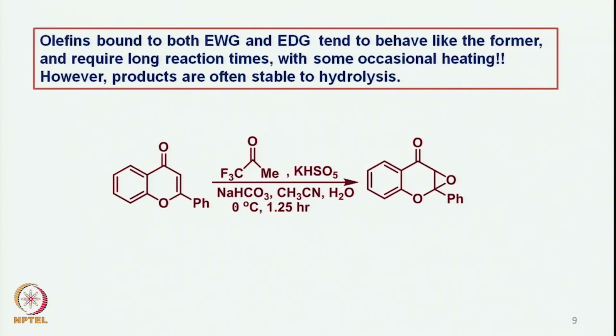When the olefin is bound both to an electron withdrawing group as well as an electron donating group, the olefin more or less behaves like the former, that is the electron withdrawing group, and generally takes a long time with some occasional heating. We may have to heat in some cases, obviously people try to avoid that as much as possible. However, as we discussed earlier, the products are relatively stable to hydrolysis. Now one example is somewhat like this here.